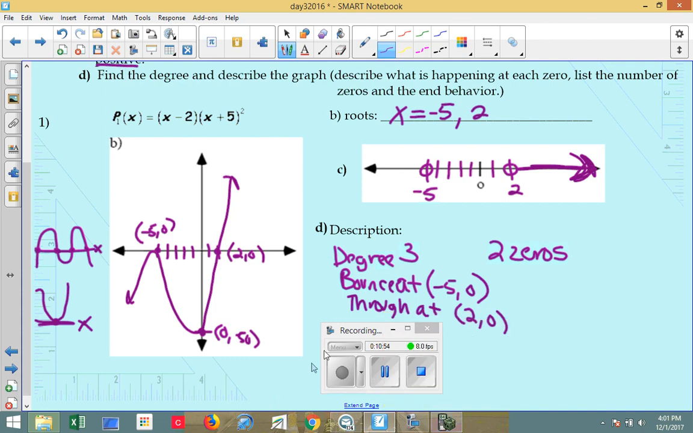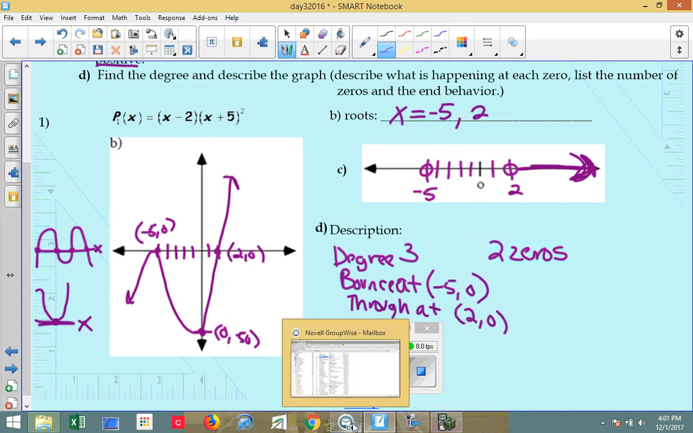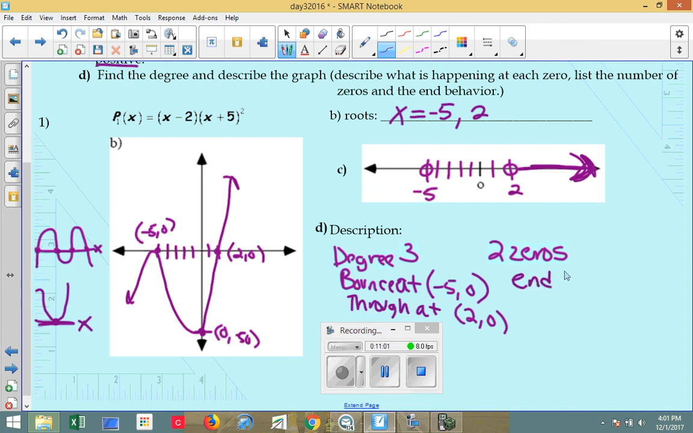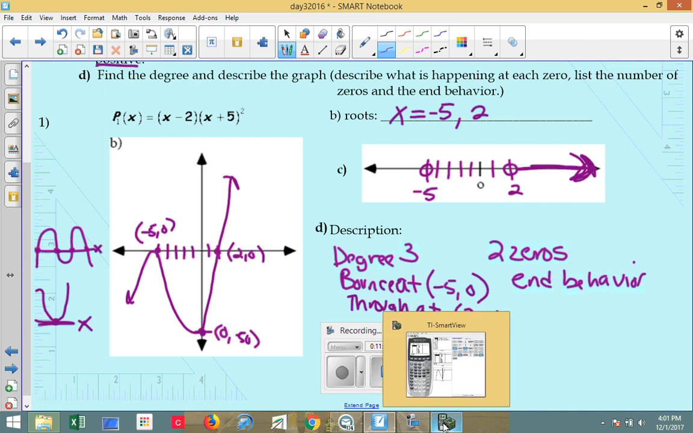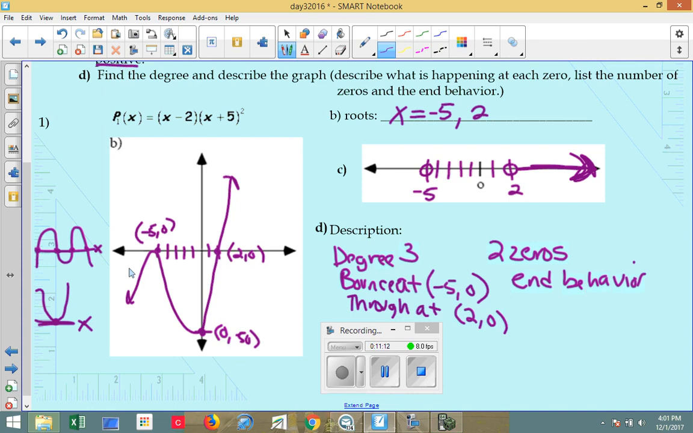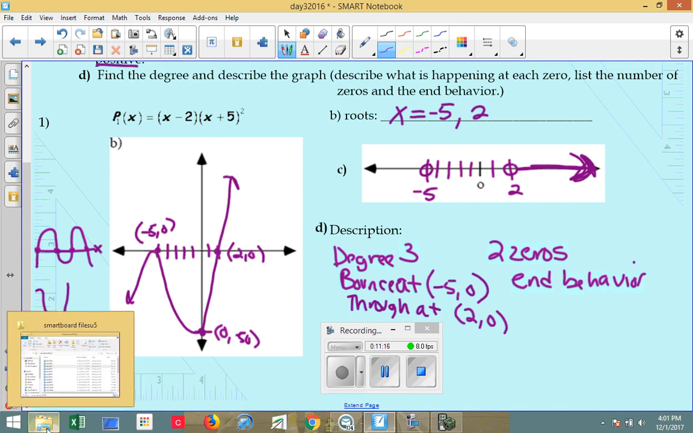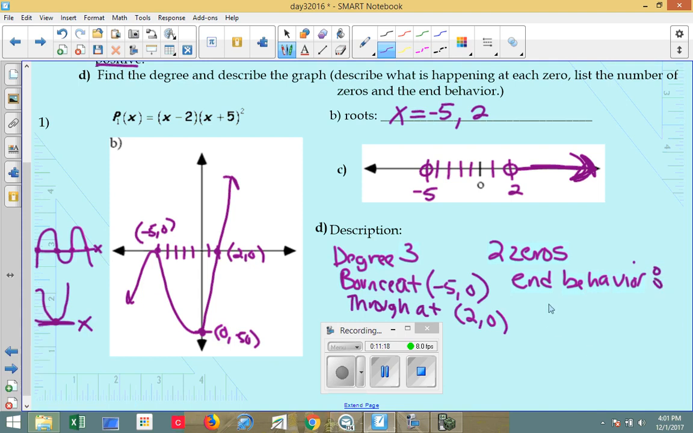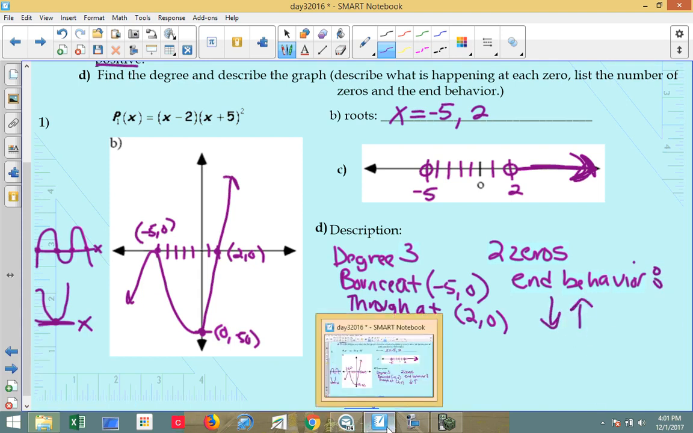Okay, and the last thing we need to do is to list the end behavior. End behavior is what it sounds like. It is to talk about what's happening to the ends of the graph. In other words, what directions are the arrows pointing? Well, this is pointing down on the left, and the other arrow is pointing up on the right. So I would say that the end behavior of this graph is down, up. So that's what you want to list.